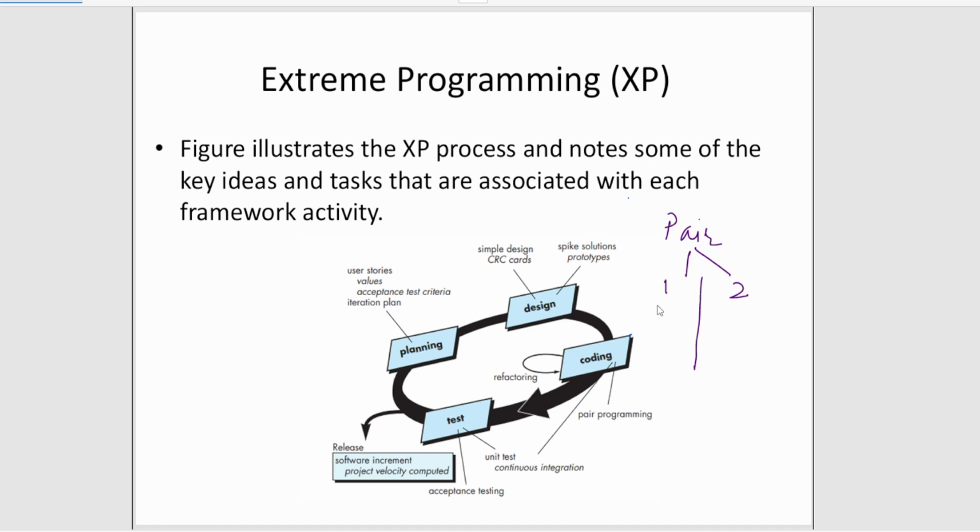Sometimes this person writes the code and this person only reads the code. That means whenever the other person is reading, they can find errors easily, because the person who is writing is focusing on what he is going to write and how he is going to write it, right? This is what it actually goes through. So in extreme programming, one person reads. Sometimes he can be a reader and this one can be a writer.